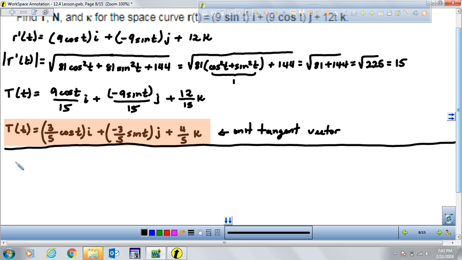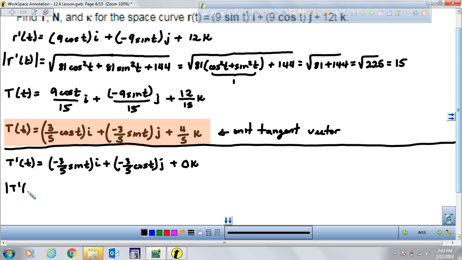Next, let's go ahead and find the normal vector. So we need to find first the derivative of the unit tangent vector. So the derivative of 3/5 cosine of t would be negative 3/5 sine of t. That's the i component. The derivative of negative 3/5 sine of t would be negative 3/5 cosine of t. That is our j component. And the derivative of 4/5 is going to be 0. Then we need to divide it by its magnitude. So let's find the magnitude.